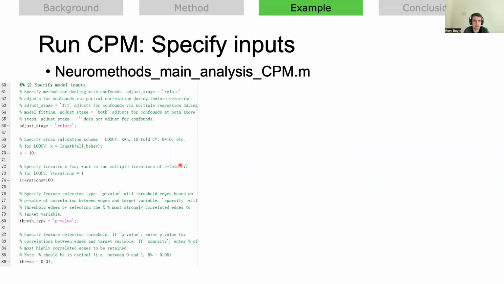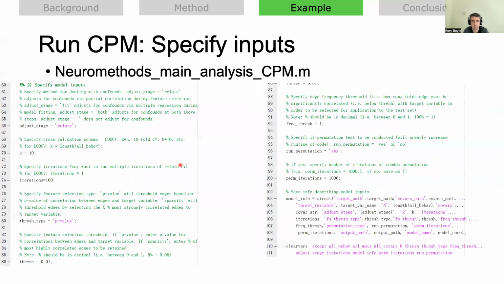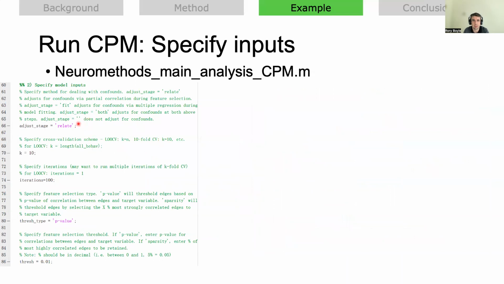In the next bit of the script, you will need to provide further model inputs. This is where you'll specify the method for dealing with confounds or covariates. We have chosen relate here, to relate the covariates to connectivity and to the target variable, when we are relating connectivity to the target variable using a partial correlation. In the next bit, you'll specify your cross-validation scheme. If you want to run leave-one-out cross-validation, you simply enter k equals your n, so 861, for example. But in our instance, we are running 10-fold cross-validation, so we enter k equals 10.